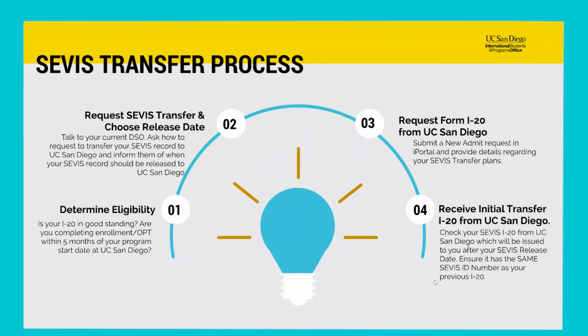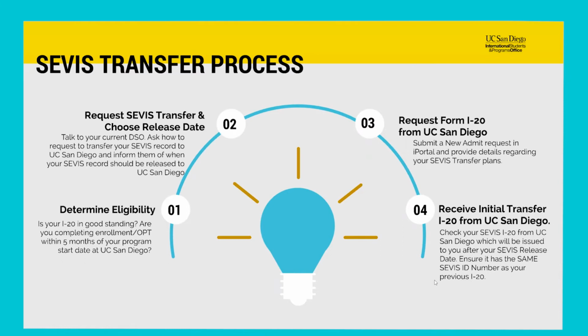The SEVIS transfer process requires close coordination between the student, so you, our institution, UC San Diego, and primarily our office, the International Students and Programs Office, and also your current institution. So all three of us do need to coordinate and make sure that this process does go smoothly. There are 4 main steps here in the SEVIS transfer process.